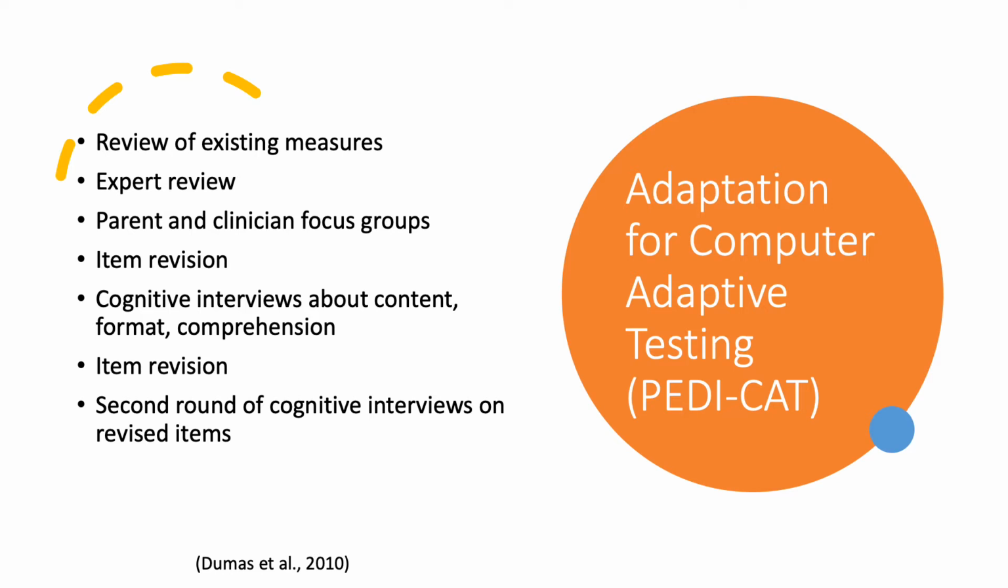So in adapting the PEDI for the computer adapted version, it's called the PEDI CAT. They reviewed existing measures. There was an expert review. They conducted focus groups with parents and clinicians, and they revised some of the items. They conducted cognitive interviews, which is focusing on the content of questions or the format, or if they make sense to the person who's being given the questions. The items were revised. They did a second round of cognitive interviews on the revised items. So this was a multi-step process to create a computer adaptive test from an existing assessment tool using, again, multiple qualitative approaches.